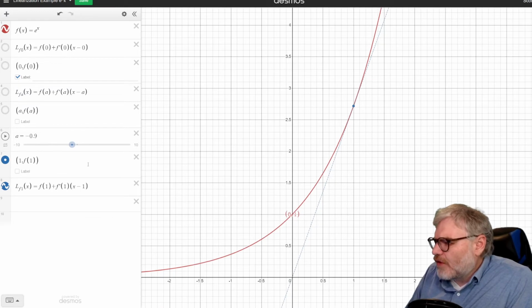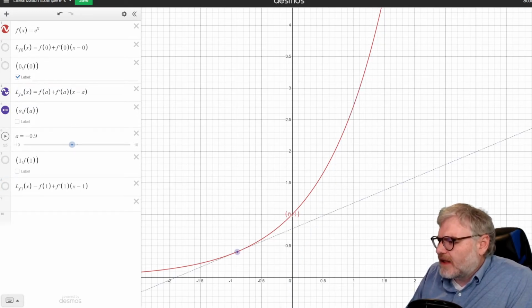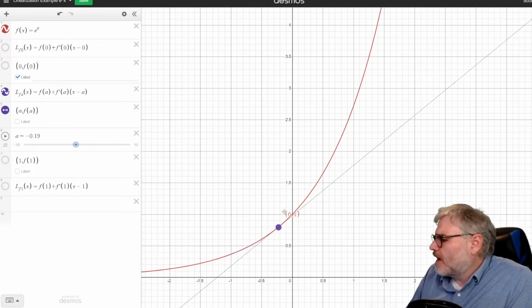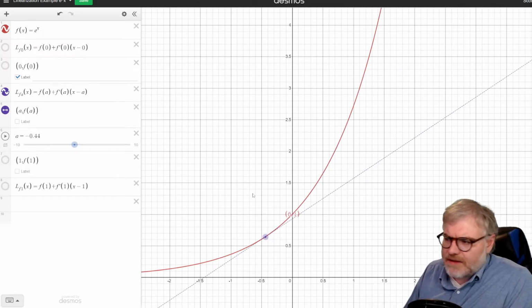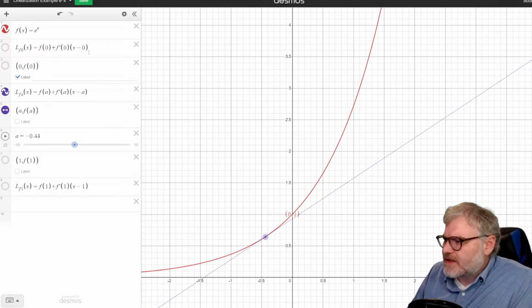Okay. If I want to, you can see here I've added some sliders, and there will be a link to this in the notes. I can go ahead and slide this around, and you can see the estimators at different points, which is just the tangent line at various points. So those are my estimators.